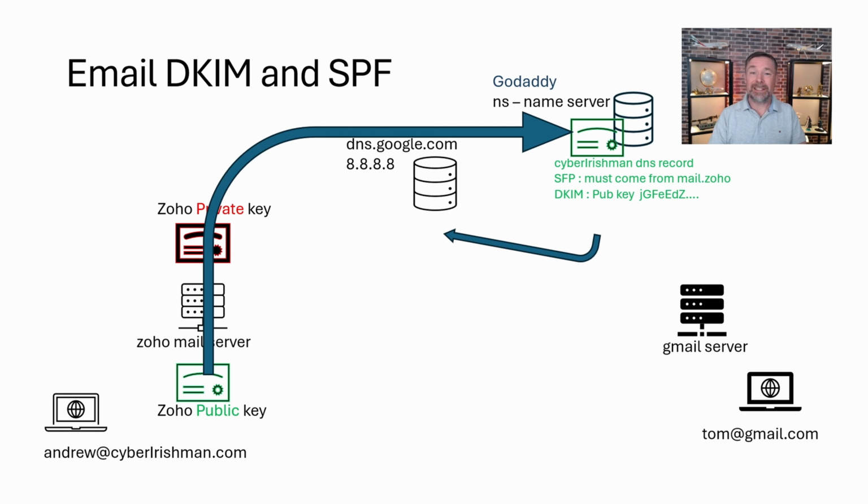Now what happens next is propagated out to the rest of the DNS system, including dns.google.com and all the other DNS servers on the internet. So they all have a copy of that record. But we remember from DNS, the source of authority is going to be one of the GoDaddy servers. It's going to be the top dog in the domain chain for CyberIrishman.com.